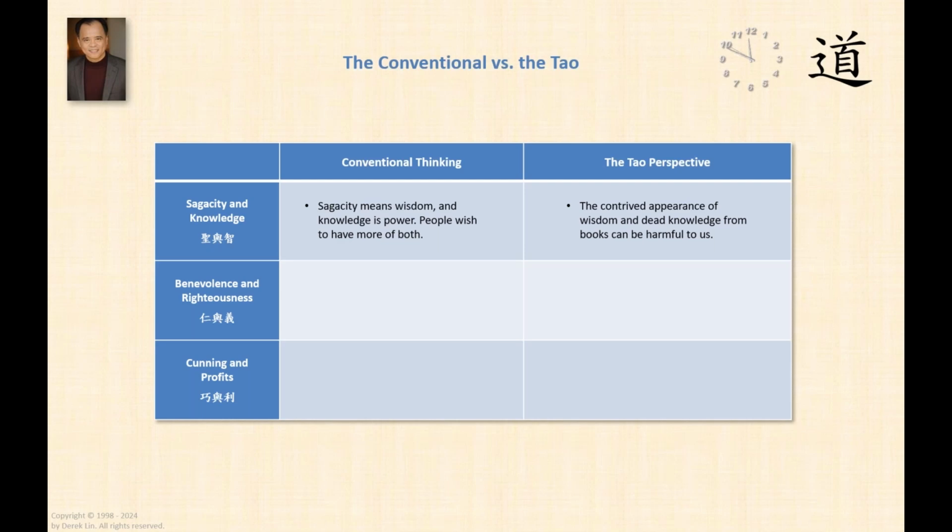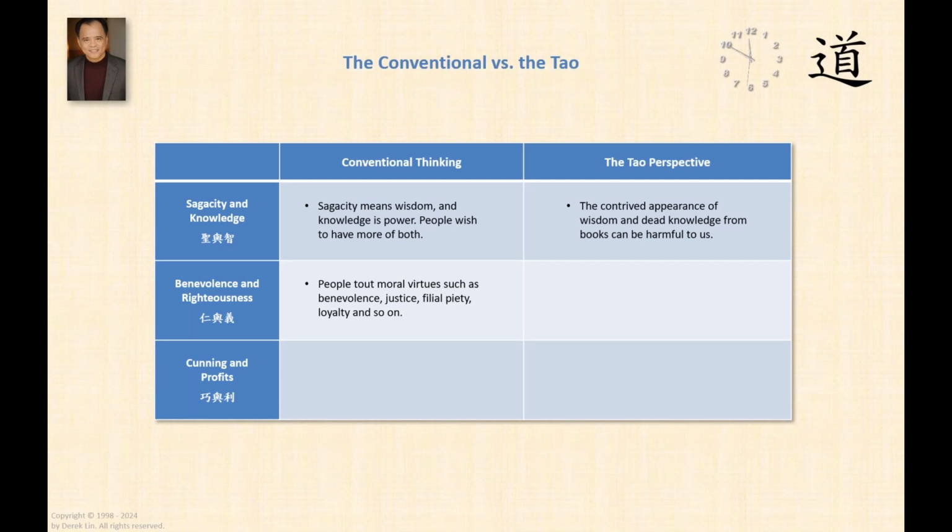Let's take a look at the next row down, benevolence and righteousness. Here, the conventional thinking is that people tout moral virtues such as benevolence, justice, filial piety, loyalty, and so on. So this is similar to what we have looked at. We definitely have many sources of teachings that claim to present moral guidelines. And we have seen people who listen to them end up being misguided.